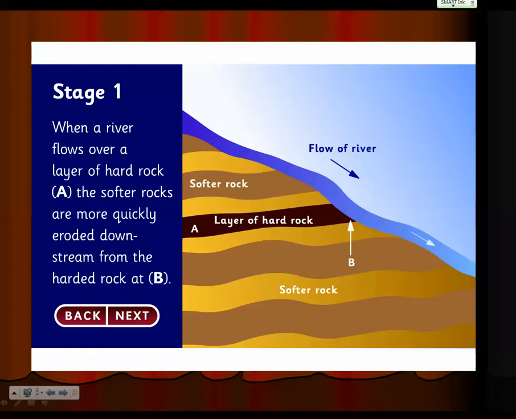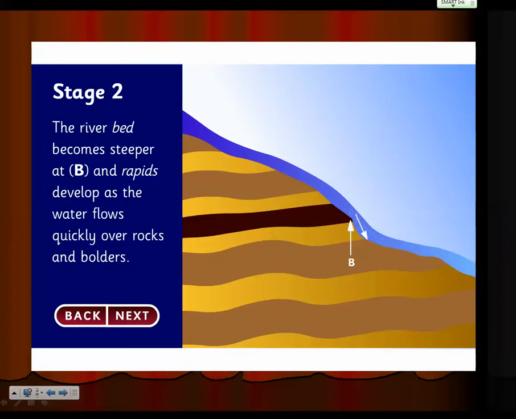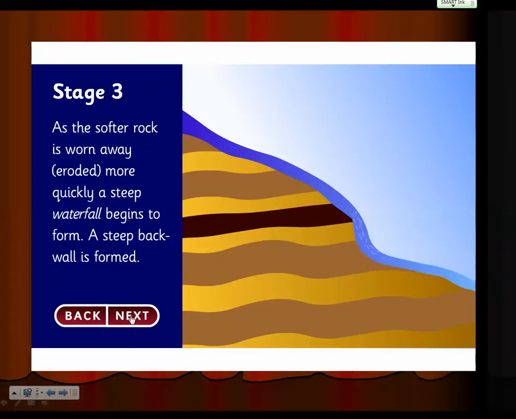When a river flows over layers of hard rock, the softer rocks are more quickly eroded downstream from the hard rock. And you can see it right here, in this case, here's our layer of hard rock. I can't draw on this thing, it won't let me. But it quickly erodes the softer rocks around it, but not the hard rock. And so over time, that softer rock starts to back waste or back cut. And that forms our waterfalls.